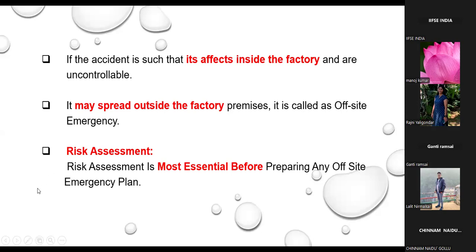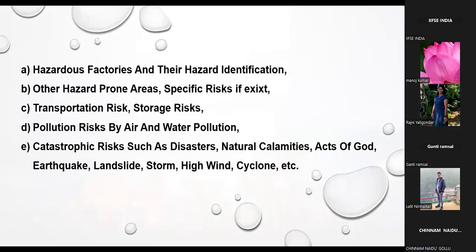Now for this also it is mandatory that you go for risk assessment. This is a very important part of your offsite emergency plan. Apart from that, the hazardous factories and their hazards have to be identified. Other hazard-prone areas and specific risks, if they exist, have to be identified. Transportation risk, storage risk, and pollution risk by air or water have to be assessed. Then catastrophic risks such as disasters from natural calamities, acts of God, all these have to be assessed in the risk assessment.